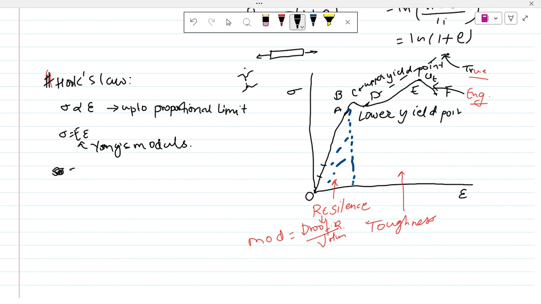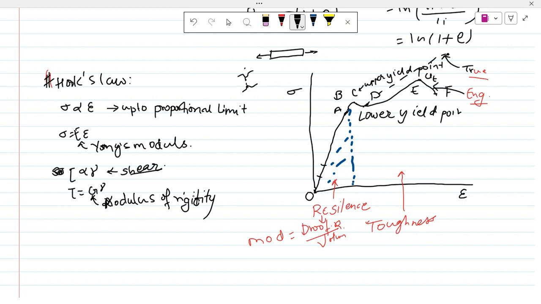Similarly, shear stress is proportional to shear strain, so tau equals G times gamma. Shearing also has a proportional limit. This is generally the tensile, compressive and shear stress strain curve. This G is known as the modulus of rigidity, while E is Young's modulus.